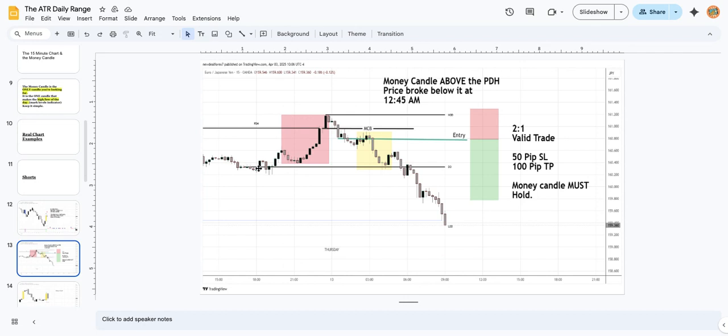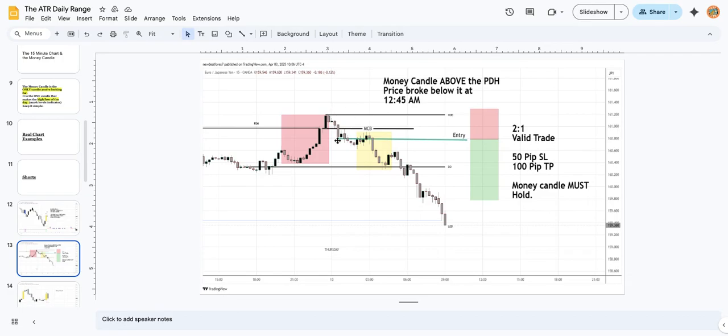Okay, so we have the daily open price. Price goes up during Asia. This pink box is Asia, but you don't have to have these session times. That's just what I do. But we're mainly looking for, remember, the money candle above the prior day high. You see the PDH, or prior day high, right here. Money candle is created right here at the high of day. That's going to be shown by the market levels indicator.